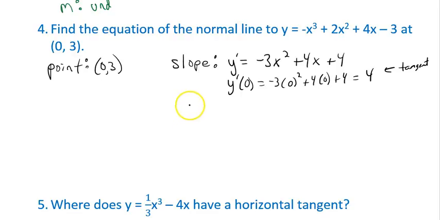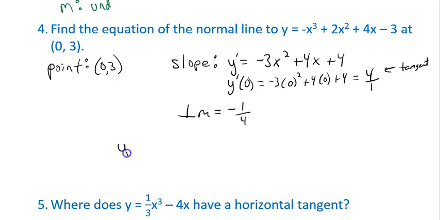So the slope of my normal would be perpendicular to that. And so if this is positive, the perpendicular slope will be negative. And I have to think of that as 4 over 1. And if I flip that, I get 1 over 4. So the slope of my normal is negative 1/4. The slope of my tangent is positive 4.